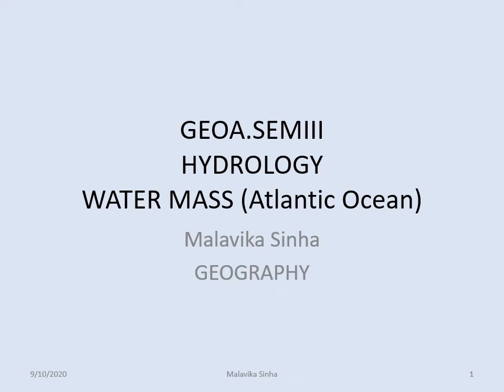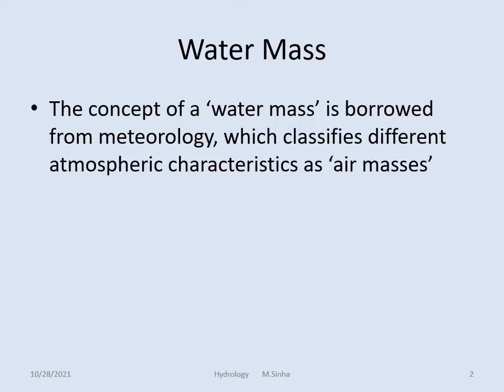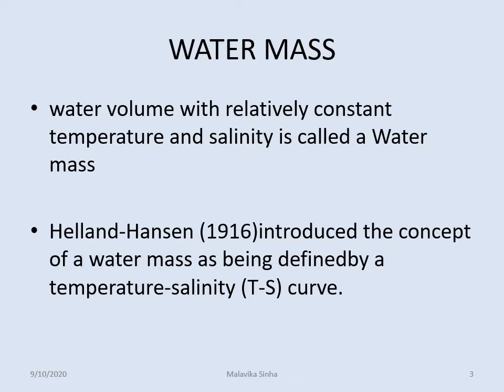Now the topic is water mass and the types of water mass of the Atlantic Ocean. The concept of water mass is borrowed from meteorology. It's borrowed from the concept of the air mass. The concept of the air mass comes from meteorology, but it was first plotted by Helland-Hansen in 1916. He introduced the concept of water mass through the plotting of temperature-salinity curves in the ocean water of the Atlantic.